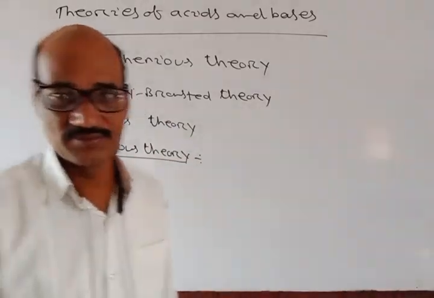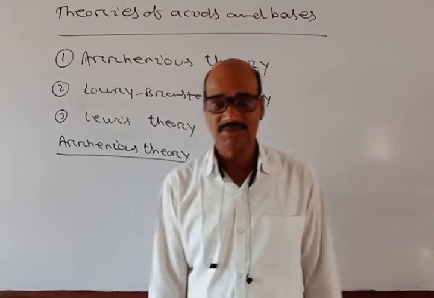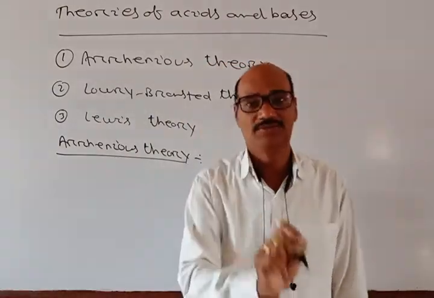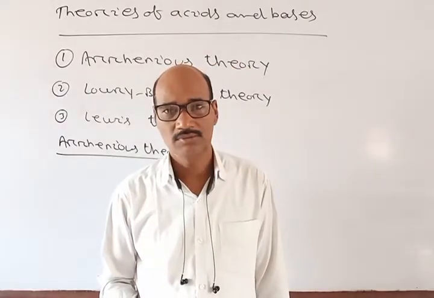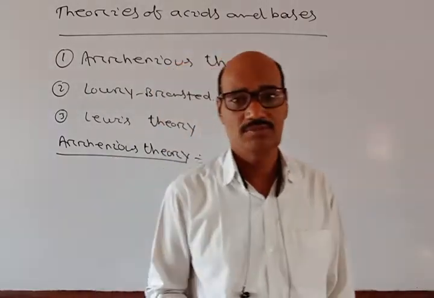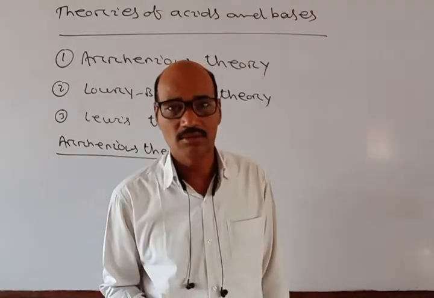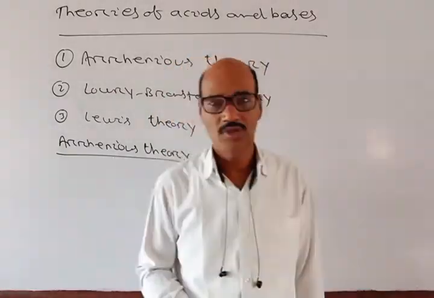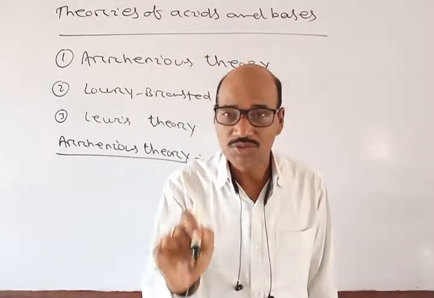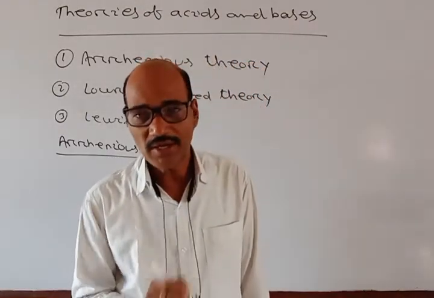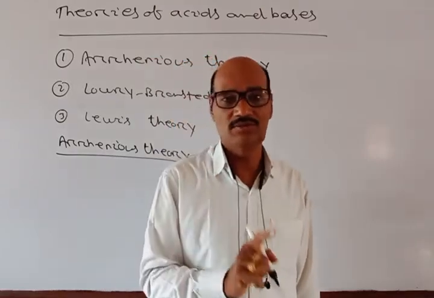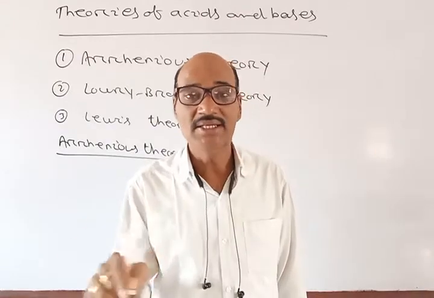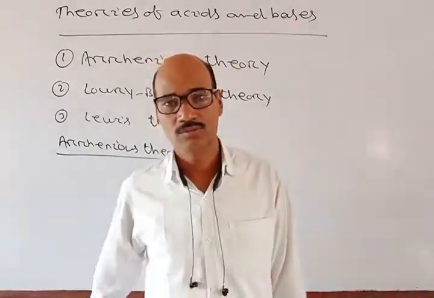According to Arrhenius, a substance is considered to be an acid if it furnishes H plus ion when dissolved in water or in aqueous solution, while a base is a substance which can furnish OH minus ion in aqueous solution.